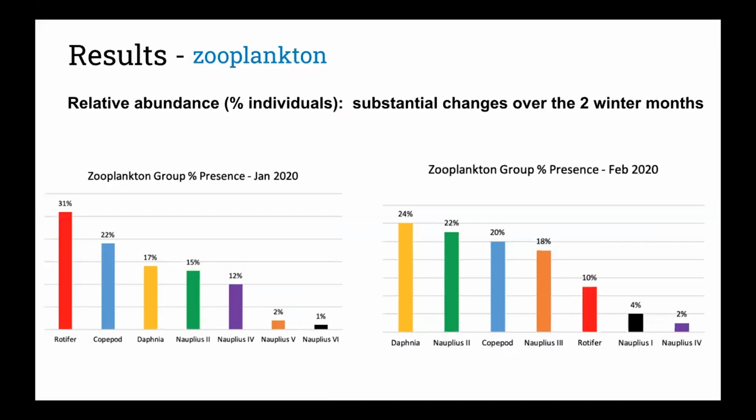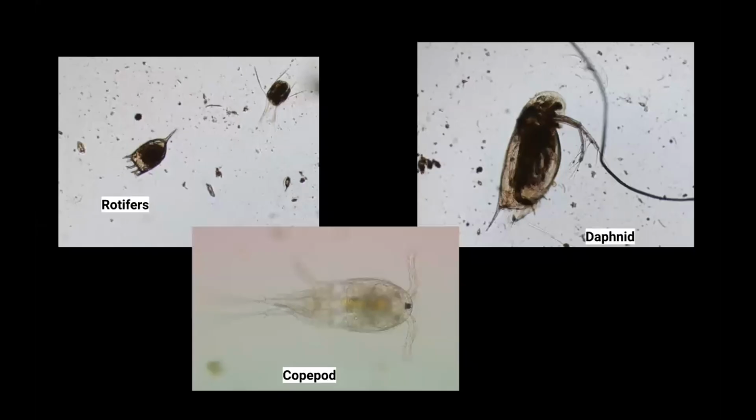And just as an aside, we also looked at the zooplankton present in our samples, but we only had time to look at January and March. However, in just a month, there was a substantial change from dominance by rotifers to daphnids. And we know that zooplankton grazing can strongly impact phytoplankton biomass. So we just thought it would be interesting to look at the groups that were present in our samples. And here's some pictures. We saw lots of rotifers, copepods, and daphnids.